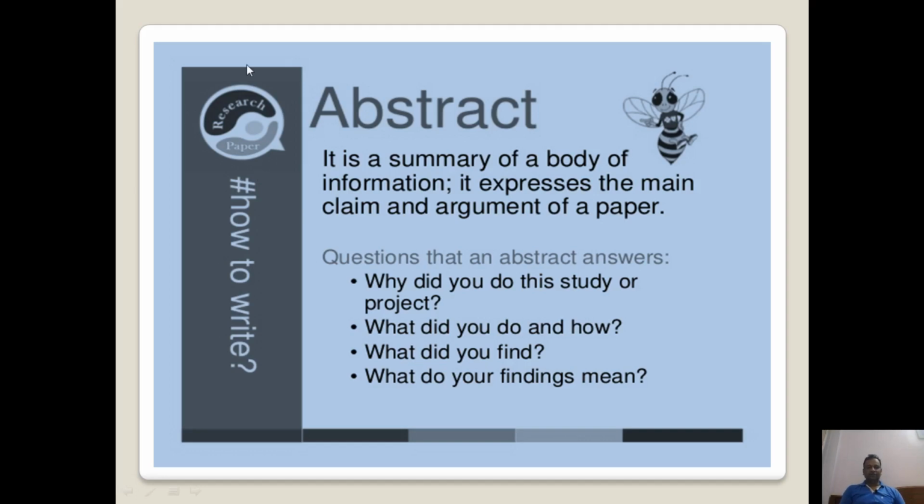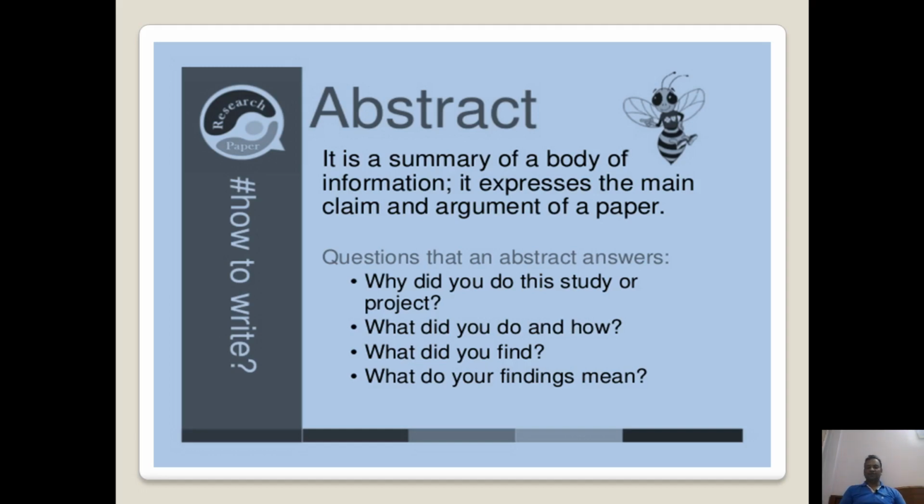Abstract, which was the first point. It is a summary of a body of information. It expresses the main claim and argument of a paper. Question that an abstract answers: why did you do this study or project? You getting me? If this question is asked to you, whatever answer you are getting, that should be written in your abstract.